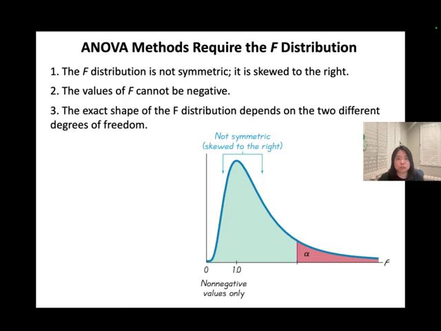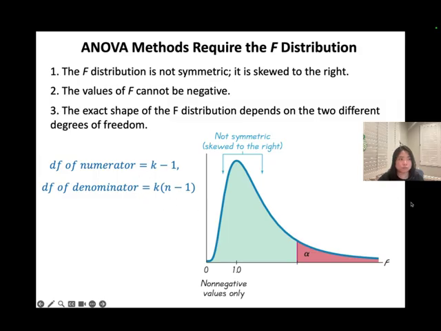The exact shape of the F distribution depends on two different degrees of freedom. First one, degrees of freedom of the numerator, which will be k minus 1. And the degrees of freedom of the denominator, which will be k times n minus 1. We're going to talk about it later on, what k and n stand for. So one more time, the F distribution is skewed to the right, F cannot be negative, and we have 2 degrees of freedom.